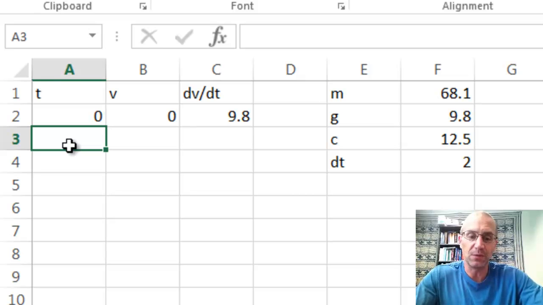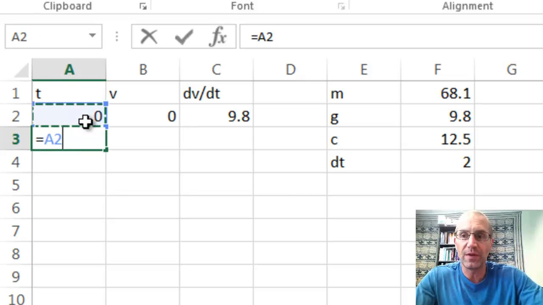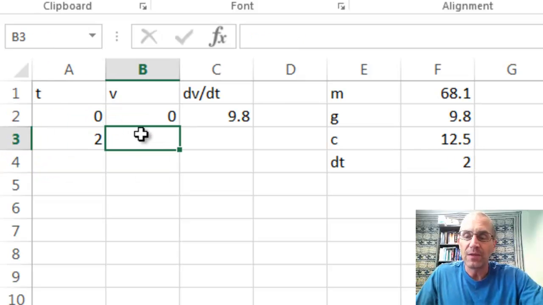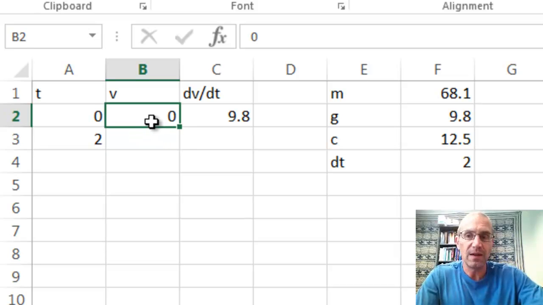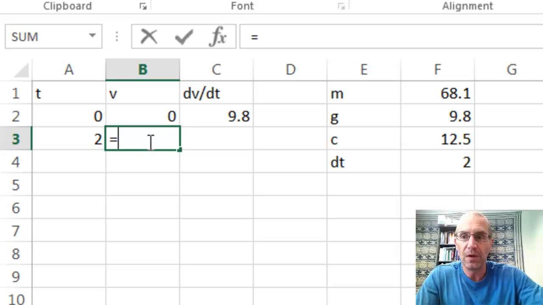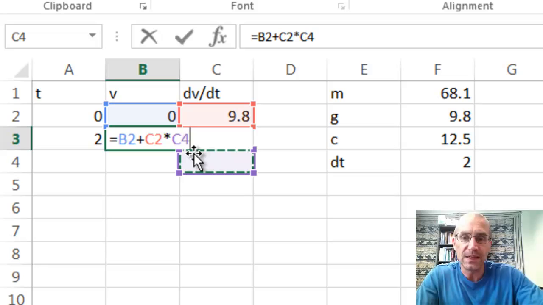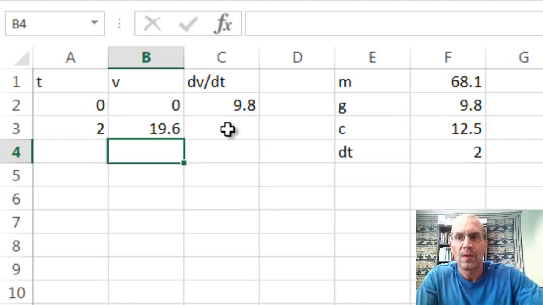So now I'm going to say, well, what is t? Well, t is going to be equal to the previous time plus dt, which is that parameter that I'm storing in f4. Right? So there's my time. And so then what's my velocity? Well, my velocity is going to be the previous velocity, so it's equal to the cell above it, plus, and here's my numerical approximation, dv/dt, right? And then times dt, that change in time, which is in f4, right?